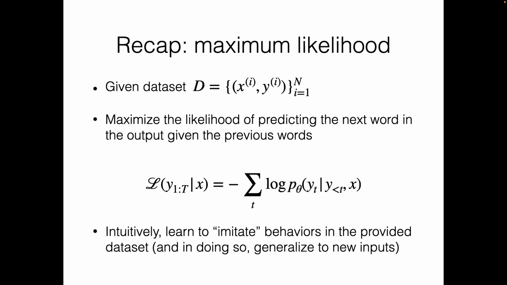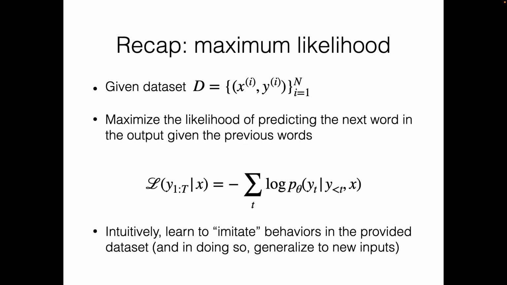The algorithm that we used to do this was maximum likelihood. In a bit more detail, we had this data set of inputs X and outputs Y, and the objective was to maximize the likelihood of predicting the next word in the output given the previous words. Today we're going to be looking at different loss functions or different objectives, which is why I'm putting this equation up here again. We'll see different versions of this today, and we'll compare and contrast them.